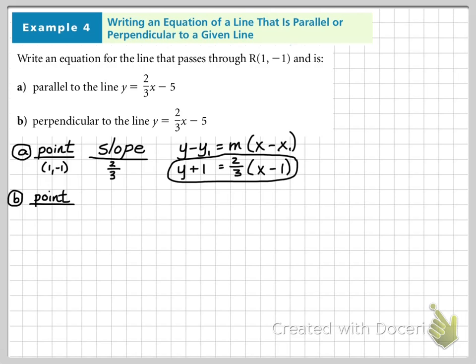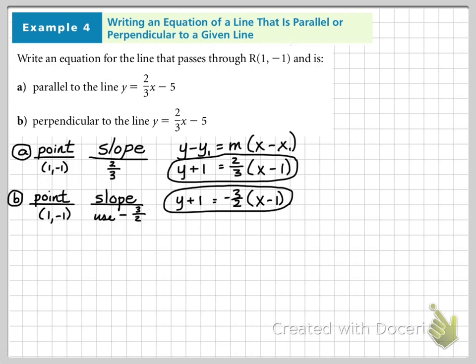Part B. Again, we need a point and we need a slope. This time for a point, we're going to use the same one, (1, -1). And for the slope, we're going to use the negative reciprocal, which is -3/2. So here again, this time it's going to be y plus 1 is negative 3 over 2 times x minus 1. And we're done.